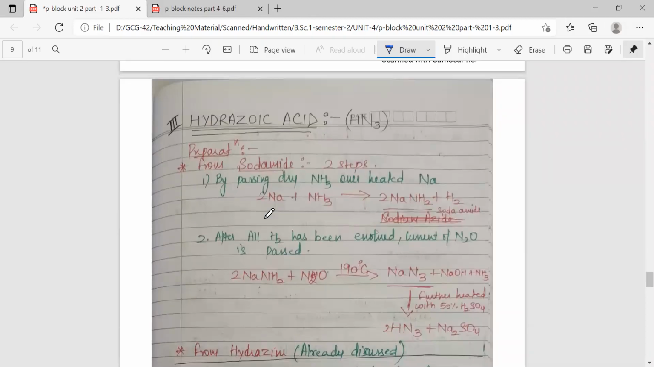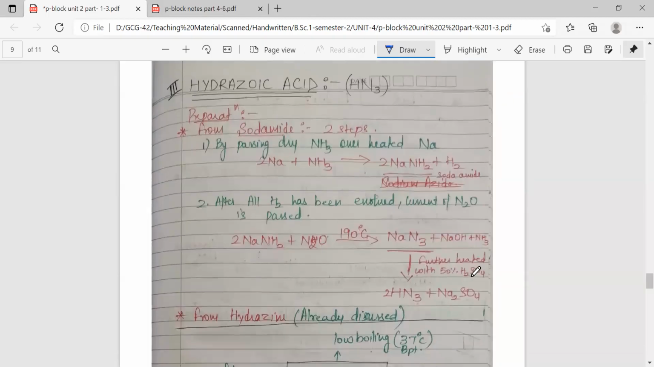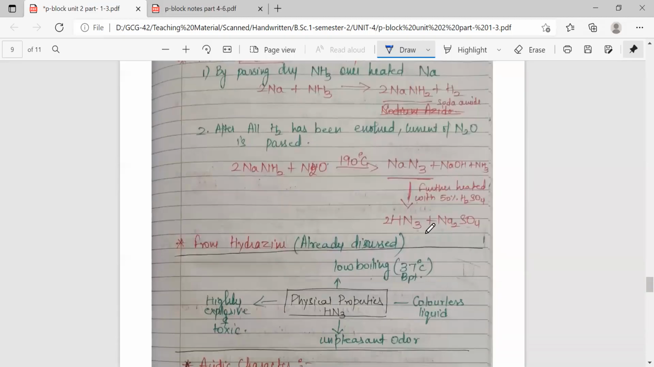Next we have hydrazoic acid. Now for its preparation, it is done from sodamide. What we do is we prepare sodamide first by passing ammonia over heated sodium. We'll get the formation of sodamide from here. After that, when all the hydrogen is released and this first reaction is complete, this sodamide is made to react by passing a current of N2O, that is nitrous oxide, over it at 190 degrees Celsius. We will get the formation of the corresponding sodium azide. So this sodium azide is further heated with 50% H2SO4 to give hydrazoic acid. So this is the preparation for hydrazoic acid.